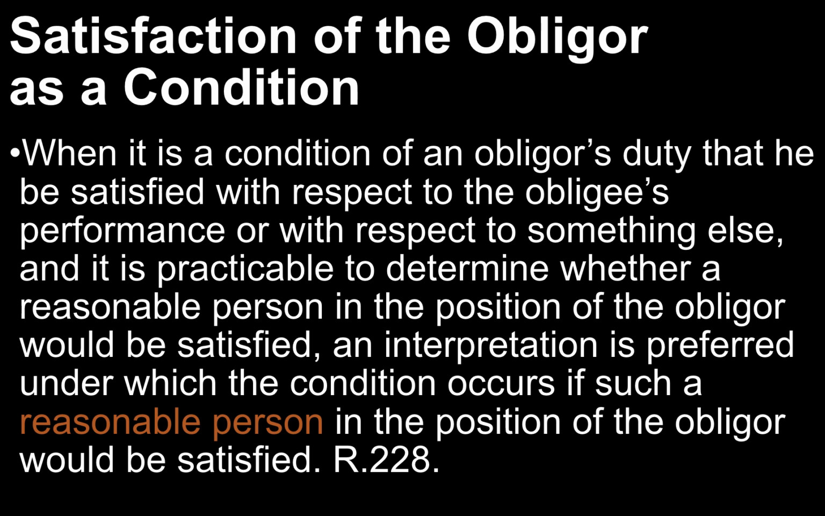Let's review the Restatement provision and begin with the rule on the matter. The rule is from Restatement Second of Contracts, Section 228, which states: when it is a condition of the obligor's duty that he be satisfied with respect to the obligee's performance or with respect to something else, and it is practicable to determine whether a reasonable person in the position of the obligor would be satisfied, an interpretation is preferred under which the condition occurs if such a reasonable person in the position of the obligor would be satisfied.